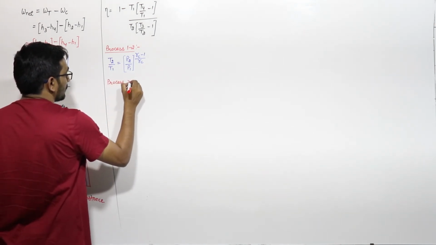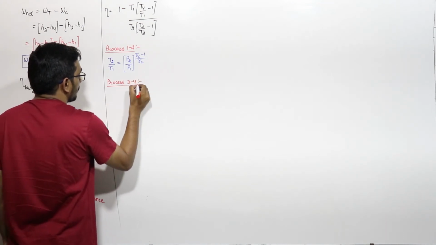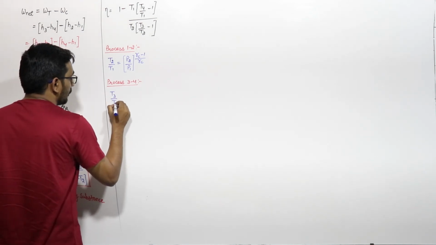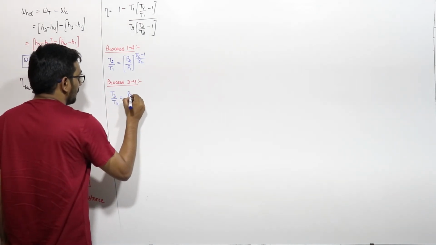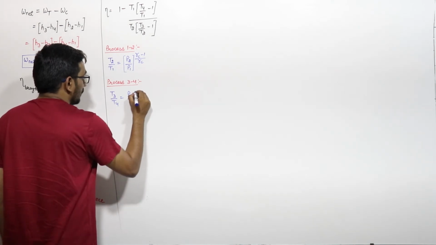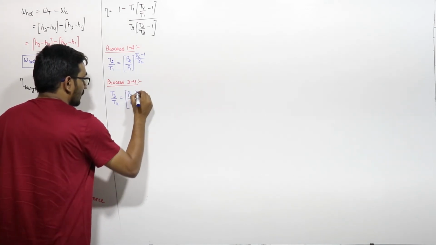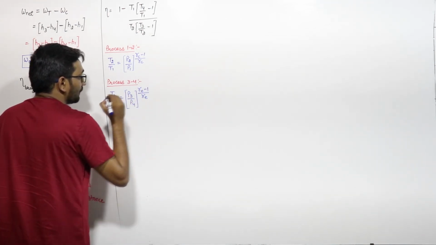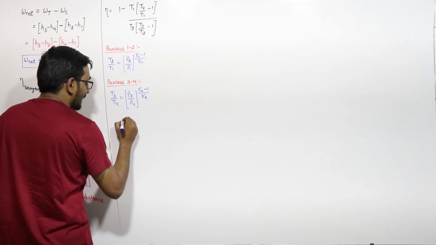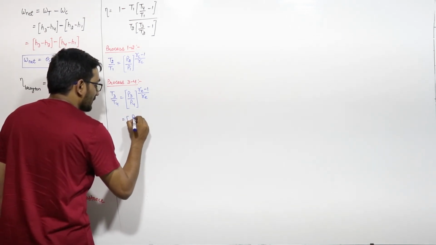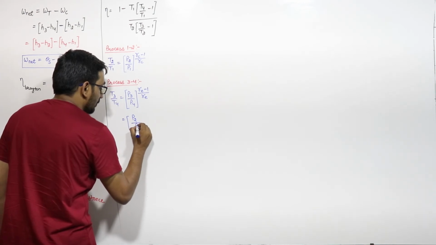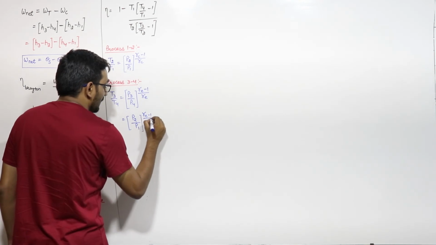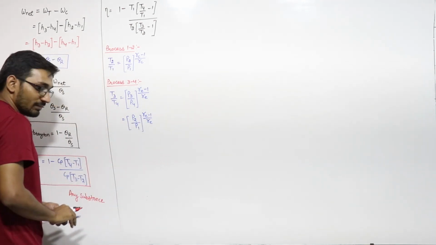Similarly we can write for the process 3 to 4. For the process 3 to 4 I can write T3 by T4 will be equal to P3 by P4 raised to power gamma E minus 1 divided by gamma E, and this can be written, as P3 is equal to P2 for the constant pressure process and P1 is equal to P4, as P2 by P1 raised to power gamma E minus 1 upon gamma E, right?